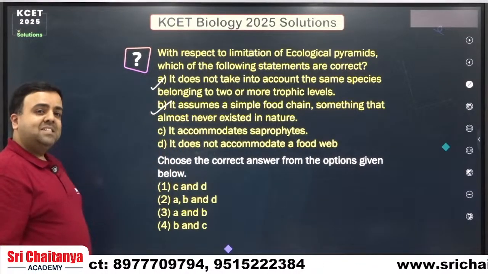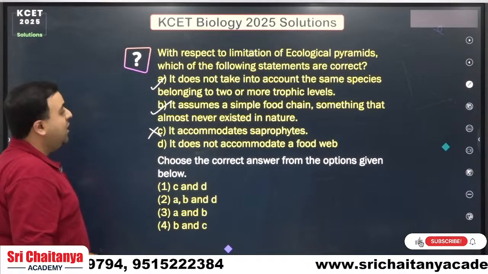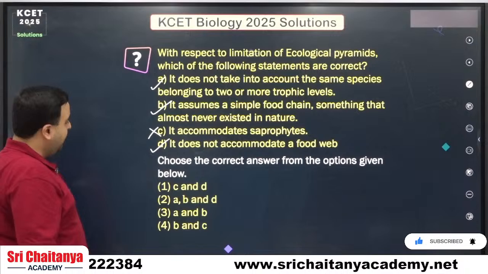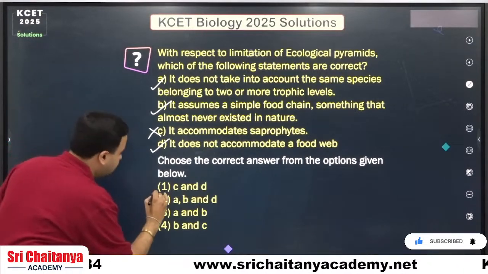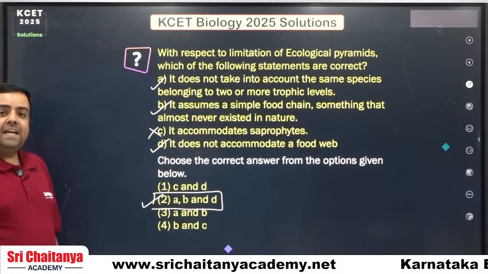It accommodates saprophytes, is the false statement. It does not accommodate a food web, is also the correct statement. So therefore, the correct answer for this question is going to be option number 2, A, B and D.